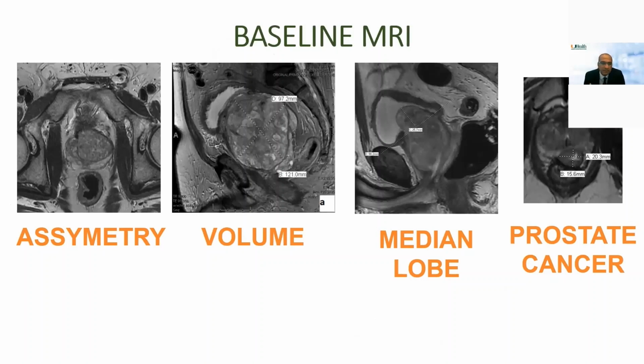I like to see the symmetry. I like to see the transitional zone to peripheral zone ratio, which I think is very important in determining the success after the procedure. I like to see the volume, the median lobe. I don't treat patients with more than 3 centimeters of median lobe. I don't treat patients if the transitional to peripheral zone ratio is 1:1, which means it's a pretty prominent peripheral zone. And obviously, we want to rule out any prostate cancer.